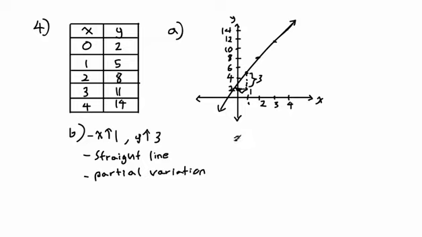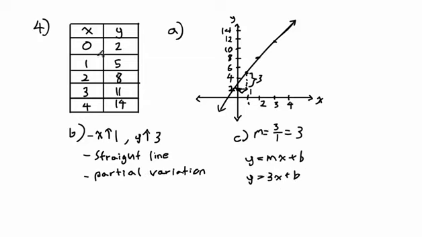Okay, and finally for C, we have to write the equation. As I mentioned before, the slope is 3 because the rise is 3 and the run is 1, which equals 3. So the slope is 3, and since this is a partial variation, it takes the form y equals mx plus b. We know that the slope is 3, so y equals 3x plus b.